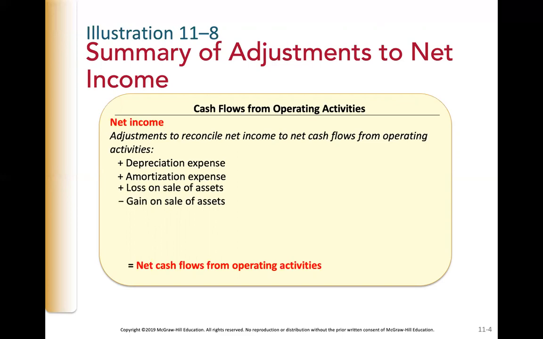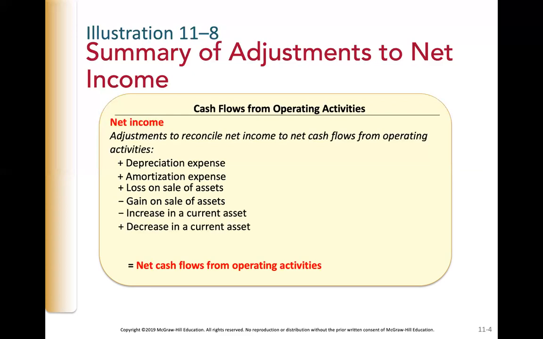Next, we need to adjust for the non-operating items. We need to add a loss on the sale of assets back and subtract the gain. Losses are not an operating cash inflow or outflow. The actual sale of the land is an investing activity that we'll discuss later. We need to remove the loss by adding back the same amount to net income.